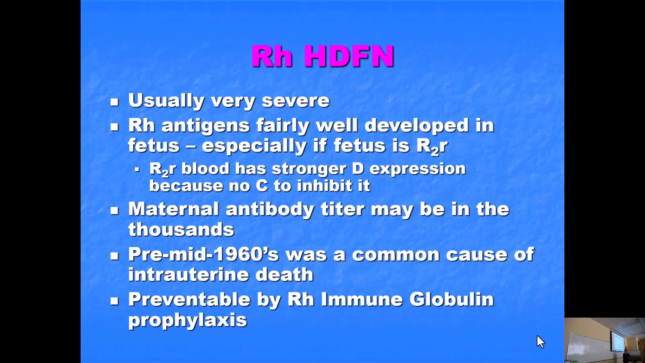As I said, usually it's very severe. RH antigens are pretty well developed on infants because remember they go in and out of that cell membrane, and so they're like an integral part of that red cell versus ABO where they're just hanging out on the outside. Especially if the baby has big R2, little r, because it has a stronger D expression because there's no big C right next to it to inhibit that expression. So D is super expressed. Maternal antibody made up in the thousands. Pre-1960s, as I said, super common cause of intrauterine death. Now we can prevent it with RH immunoglobulin prophylaxis.